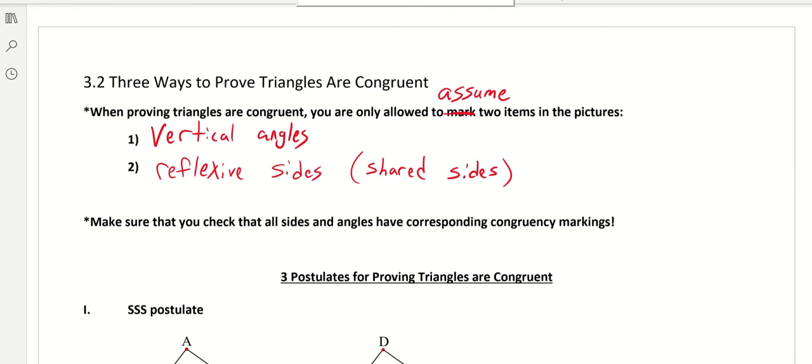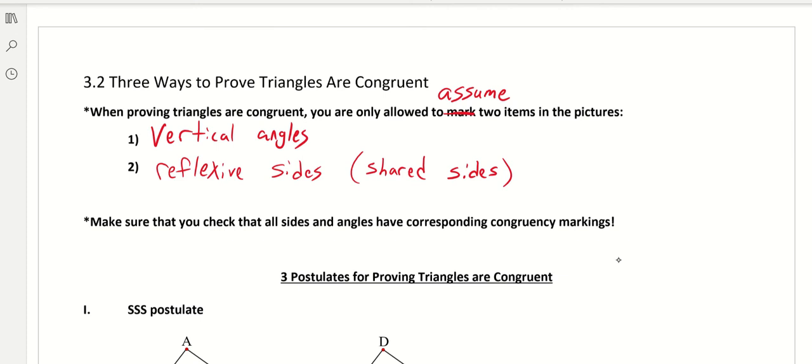The biggest being straight angles, right? Lines that appear to be lines. You're going to assume they are lines and not 179-degree angles or something like that. So lines that appear to be lines are lines, meaning they are straight angles. They are 180 degrees. Make sure that you check that all sides and angles have corresponding congruency marks.